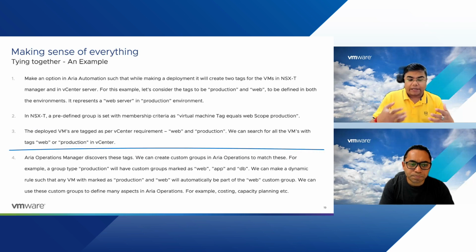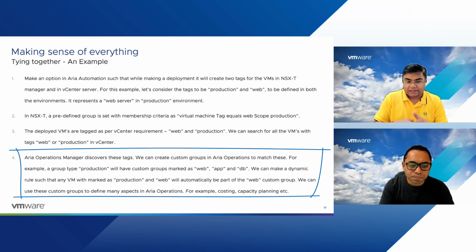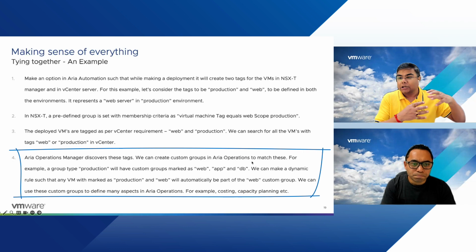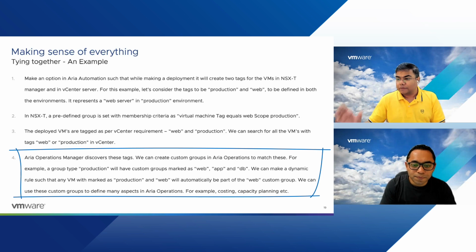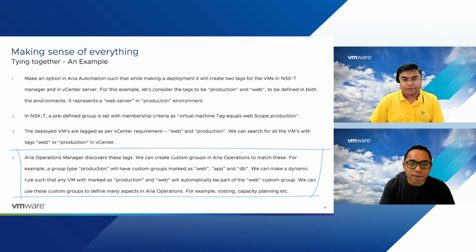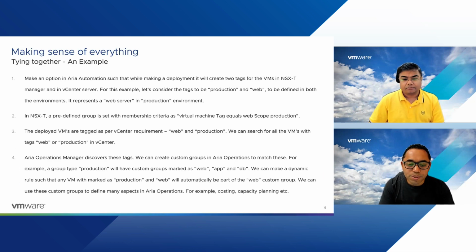And then Operations Manager discovers all these tags. So we can create custom groups in Operations to match these, so that VMs are automatically grouped using all these tags. That's why you would probably utilize them for costing, capacity planning, all of that. We want to group all those VMs in Operations Manager. So we'll be seeing some of this in a later part in our demo also, right? Right. We are going to see the demos and see how all this comes together.